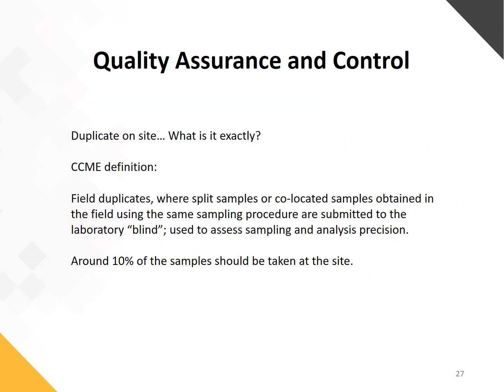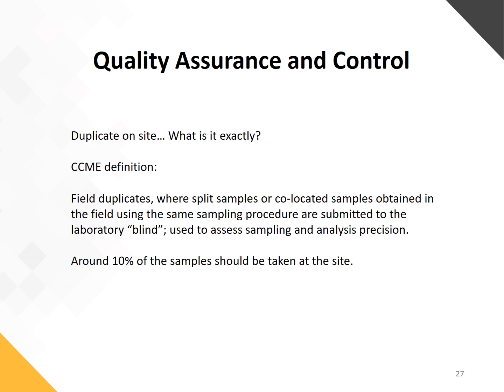Another important aspect that we'll talk about, but we'll not go into details, is a duplicate. Quality assurance and control usually involves duplicates on site. And what is it exactly? Well, there is a definition from the CCME. Field duplicates are split samples or co-located samples obtained in the field using the same sampling procedure, submitted to the laboratory blind, used to assess sampling and analysis precision.